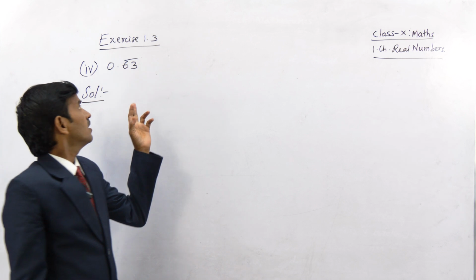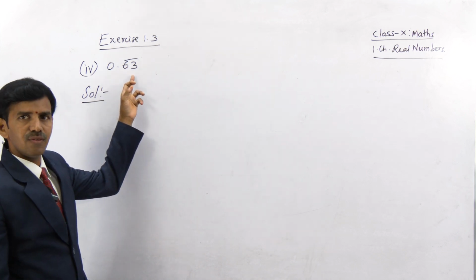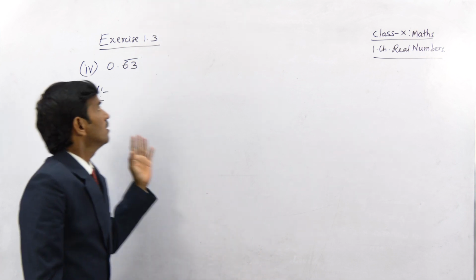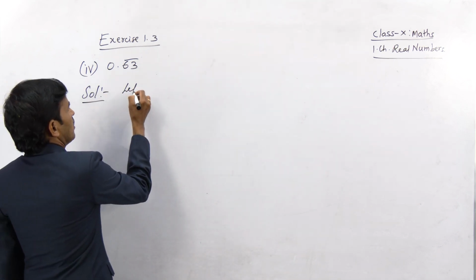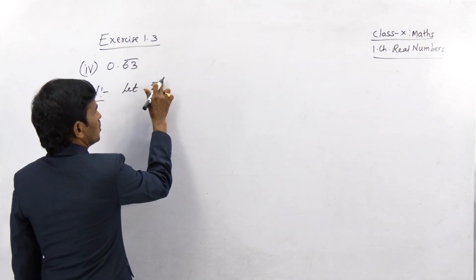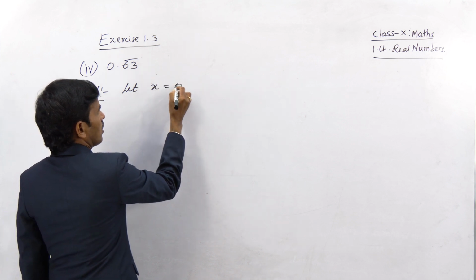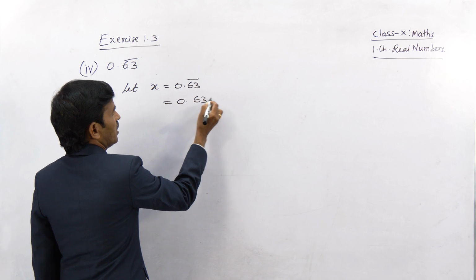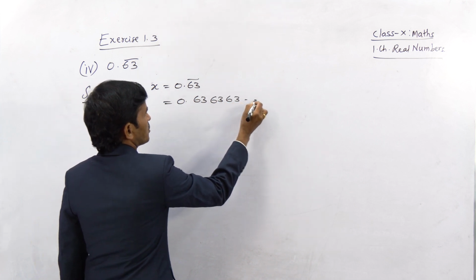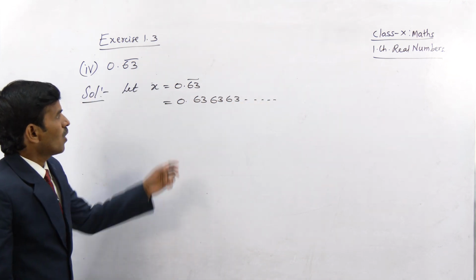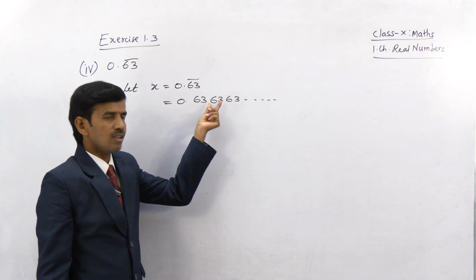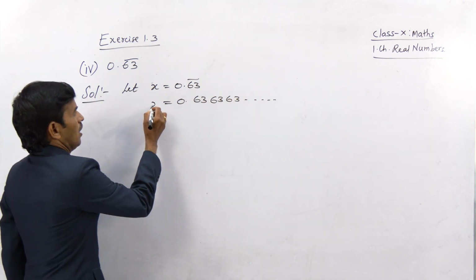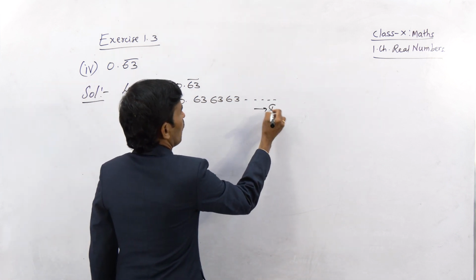Yes children, this is also a very easy one, 0.63 bar, as we have done earlier. Let x be equal to 0.63 bar, which is equal to 0.63, 63, 63 and so on. What are the digits repeating here? 63, 63, 63 and so on. Let it be equation number 1.